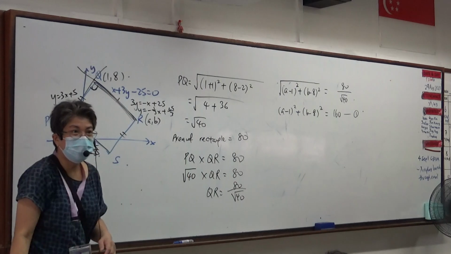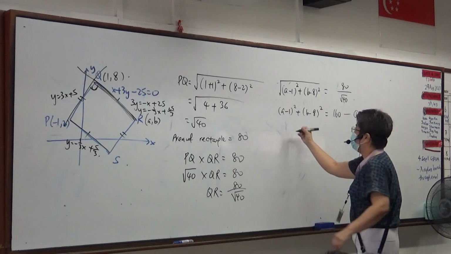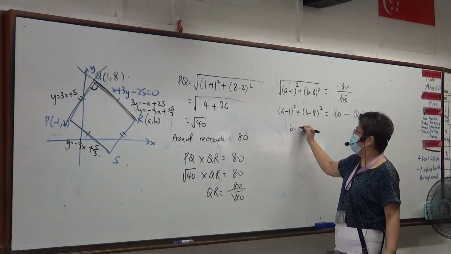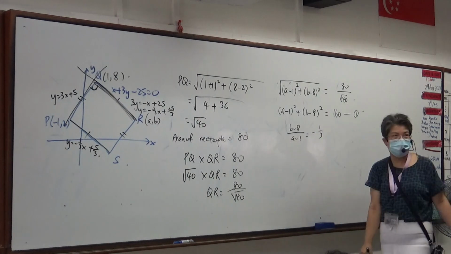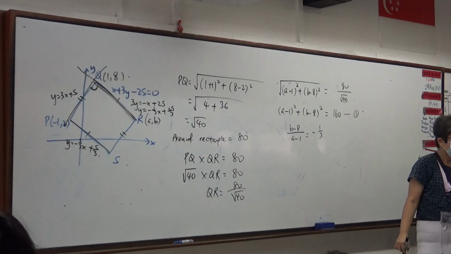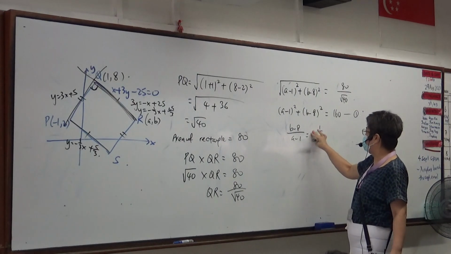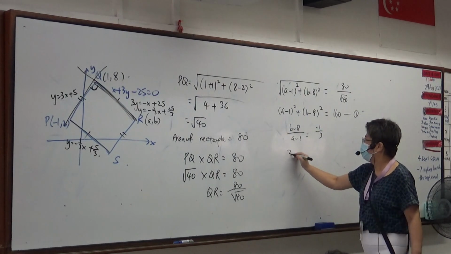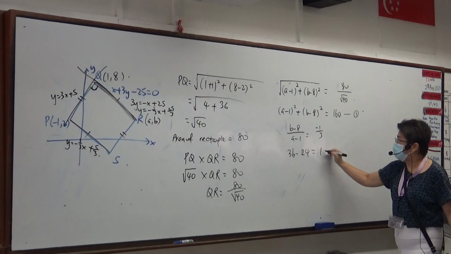The gradient is negative 1/3, right? I'm going to tell you this. I will have (b minus a) over (a minus 1) is negative 1/3, right? Correct. So I will have, let's say this is negative 1, 3b minus 24 equals 1 minus a, right?